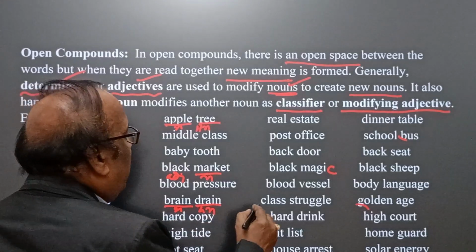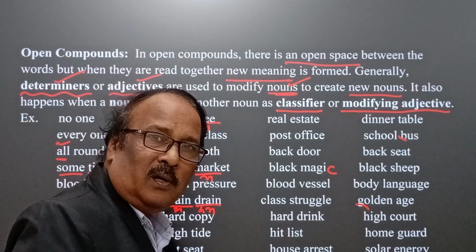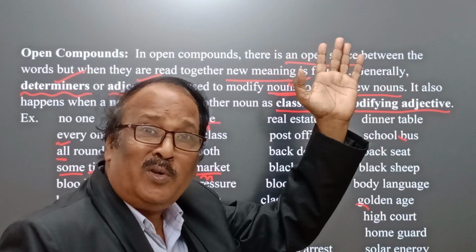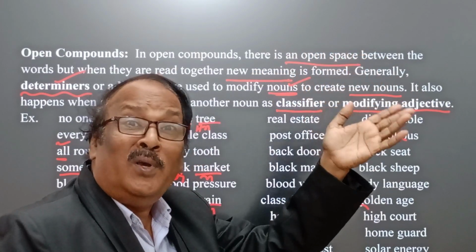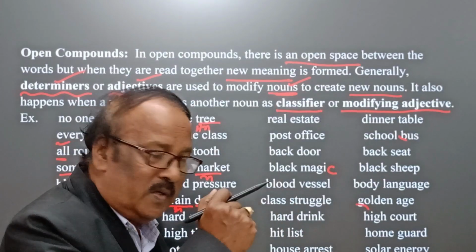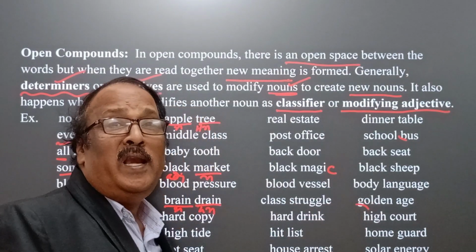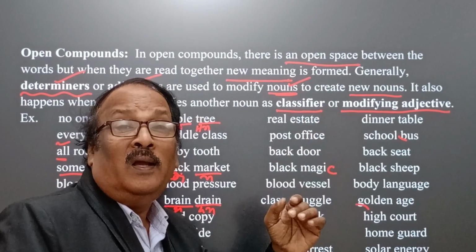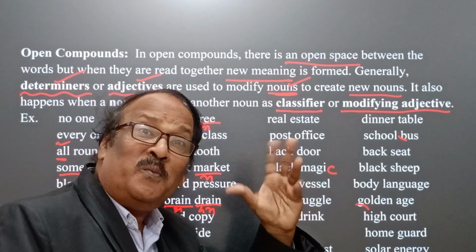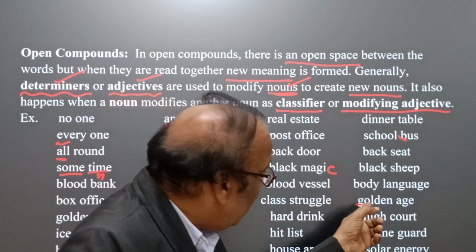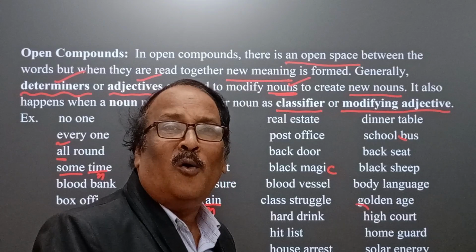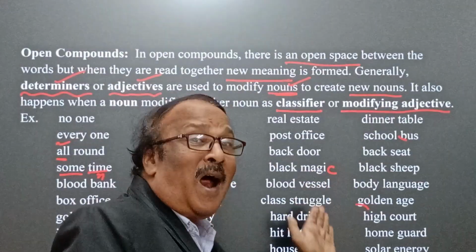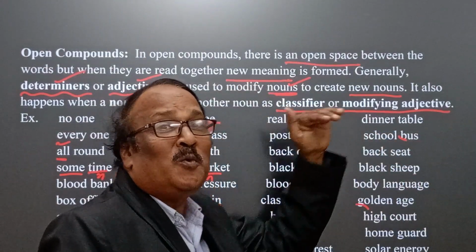Yes, and class struggle, naturally class struggle, which has been continuing from the aboriginal period of human society. Class struggle, okay, and golden age. Gupta age was the golden age of India. So here we find golden age. Golden is the adjective, age is a noun. Sometimes adjective, sometimes noun. Noun qualifies noun, adjective qualifies noun, determiners qualify noun.